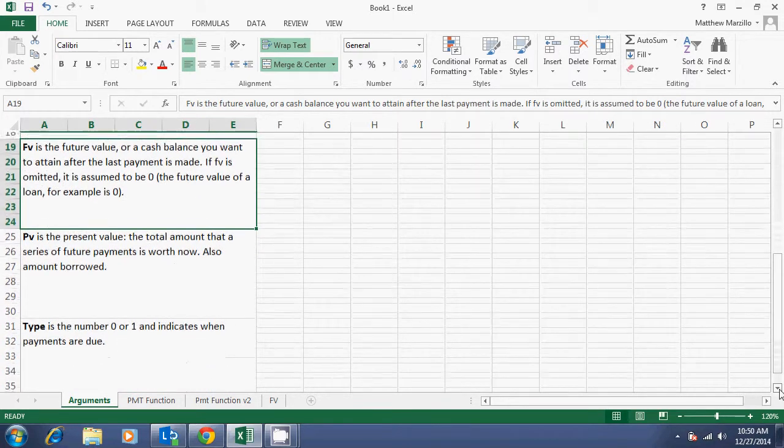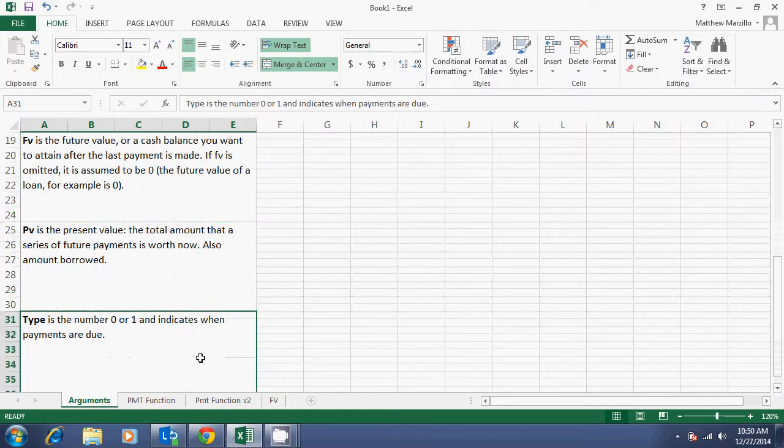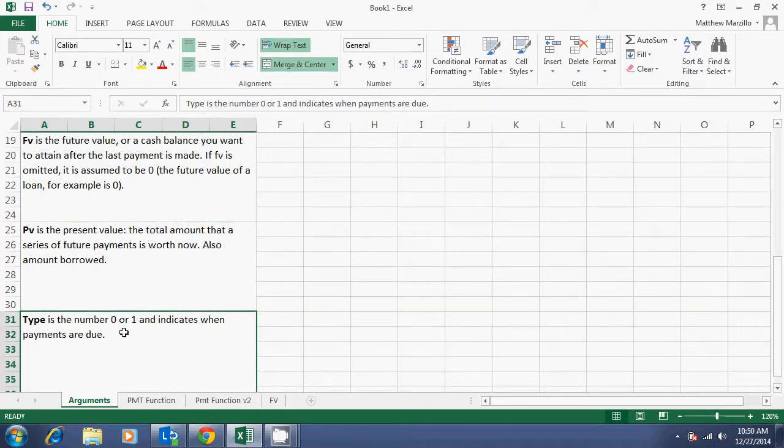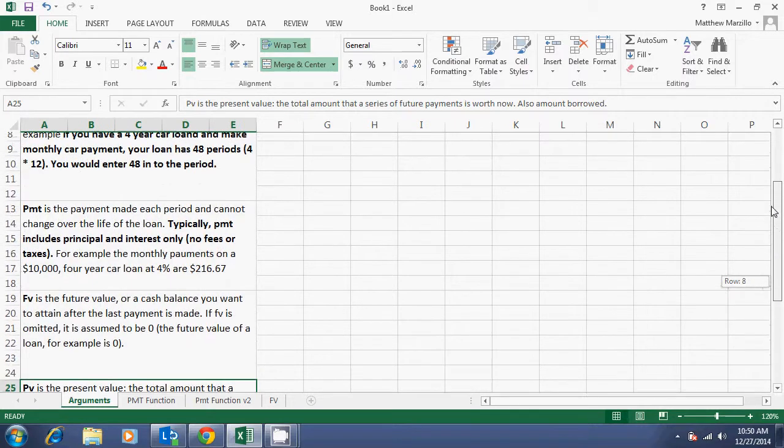Okay. Lastly, we have type. Really, to be honest, kind of irrelevant. You're using a 0 or a 1 to indicate whether or not you're making the payment at the beginning or the end of the term. You can pretty much disregard this for our purposes. We're pretty much going to be focusing on these other 5 arguments in these next couple examples.